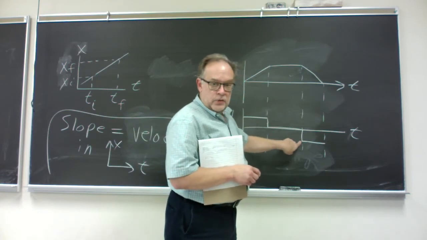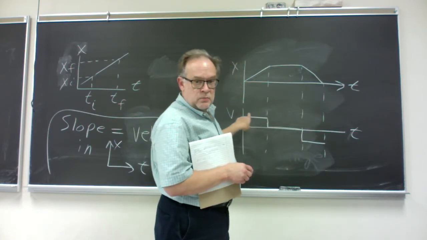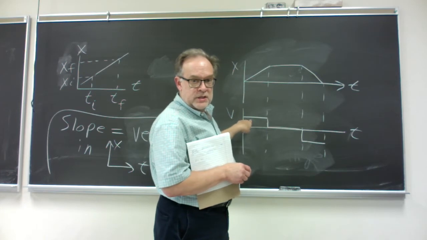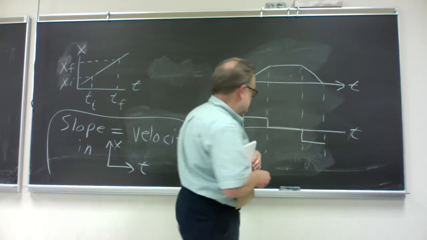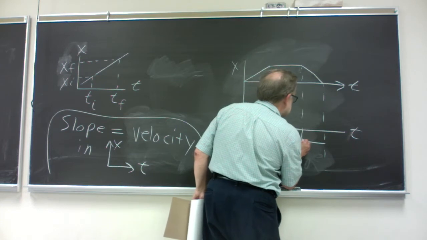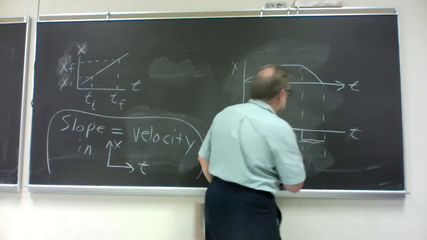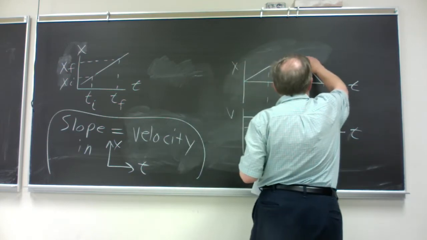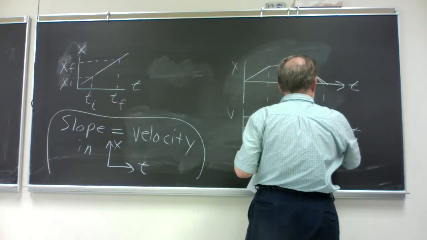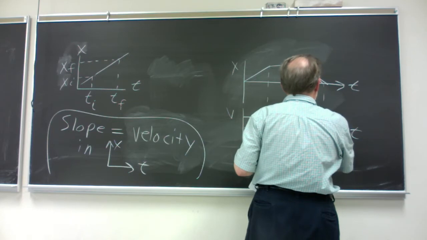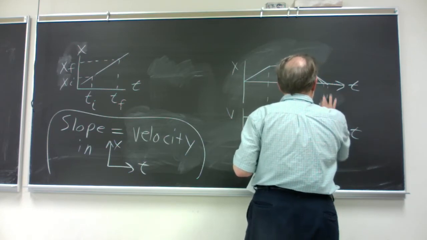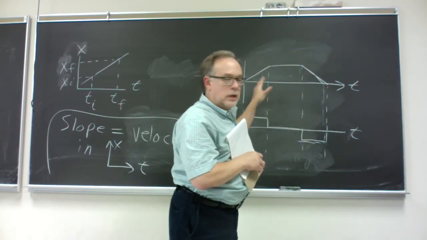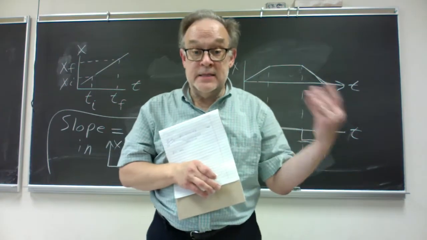The absolute value of this negative velocity, I want to draw so that it looks the same as the value of this velocity. I want to draw these two lines just about equally steep.